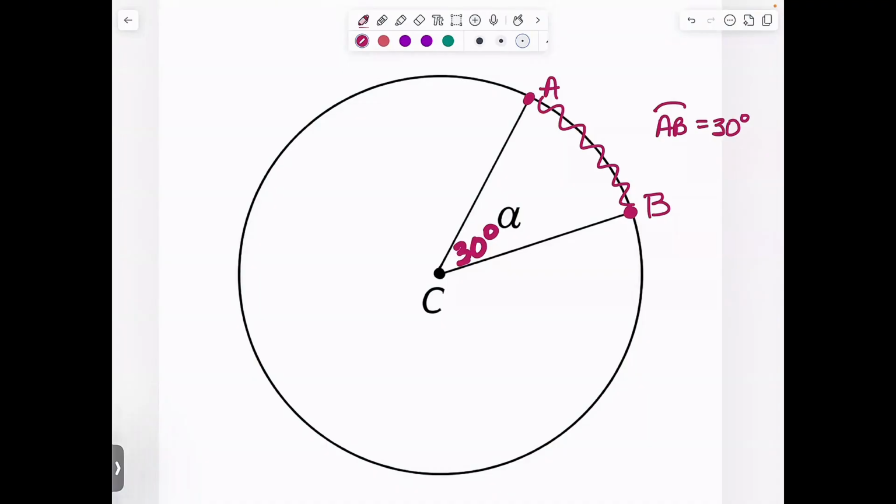Central angle is 30, and the arc that it inscribes is 30 degrees as well. So whenever you have a circle to solve, you could go backwards and say, well, I see this arc AB has 30 degrees. I can assign angle A, or actually it looks like angle alpha, to be 30 degrees there.